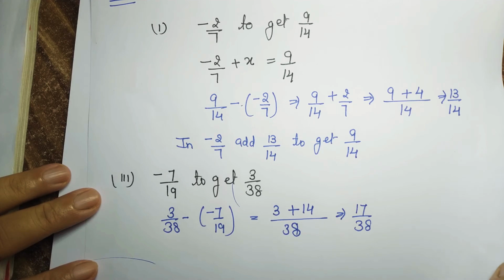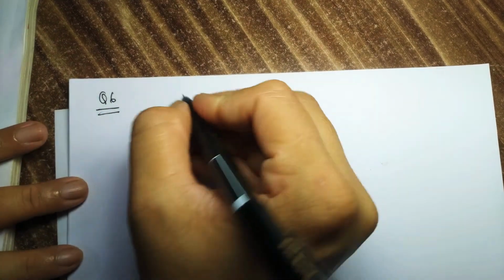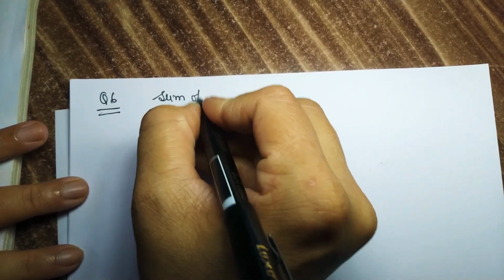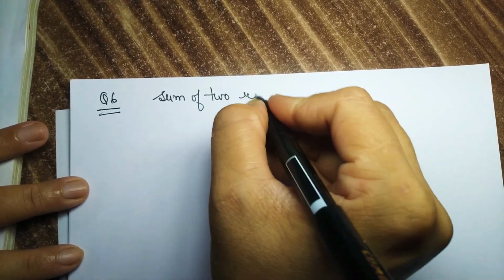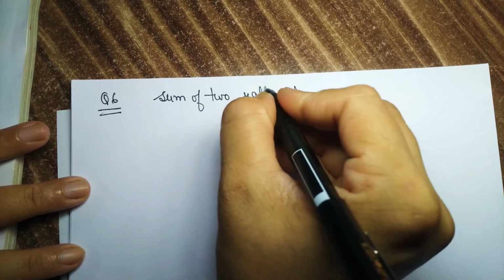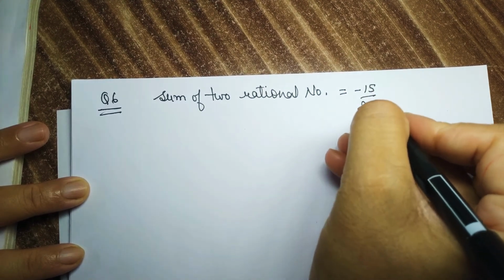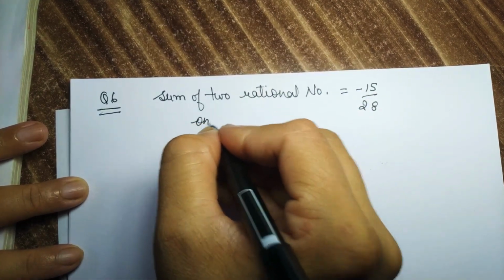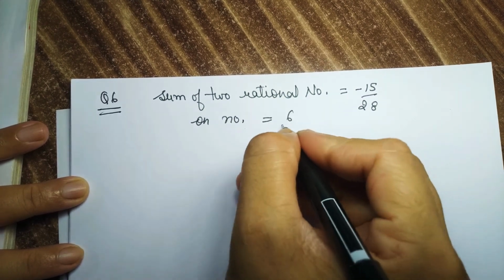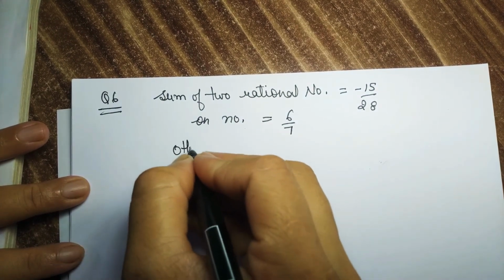Okay students, now let's move to the next question, question number 6. In question number 6 of this exercise they have given the sum of two rational numbers. Okay, what have they given to us? The sum of two rational numbers is minus 15 by 28. Out of this, if one number is 6 by 7, then find the other number.